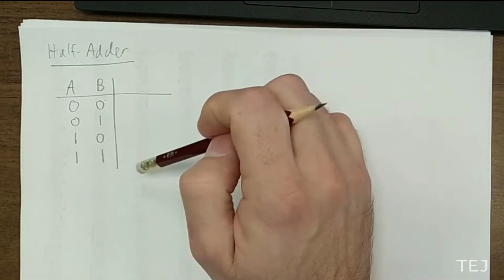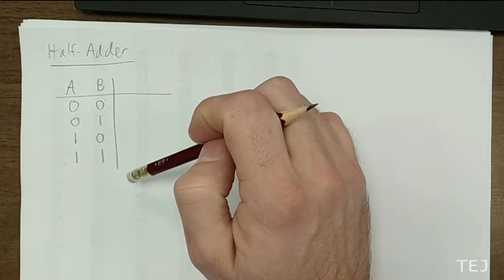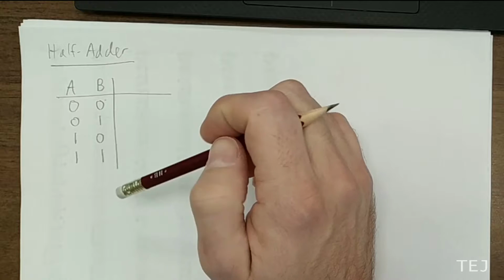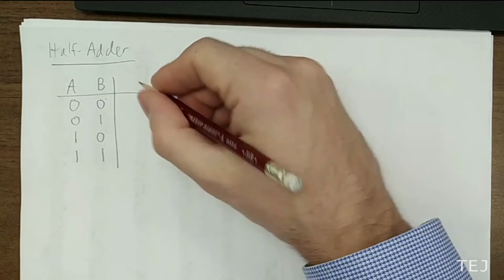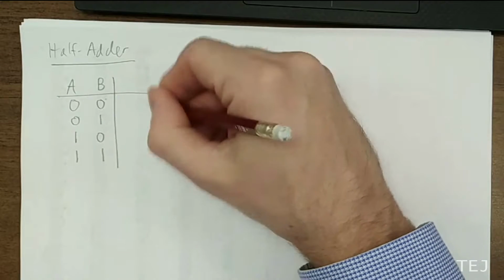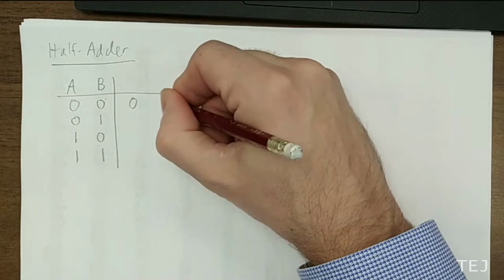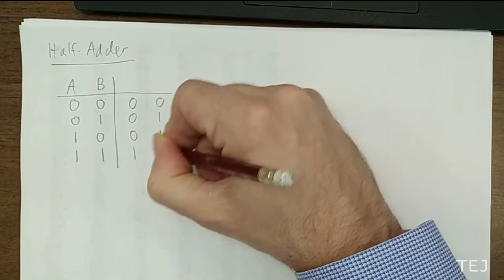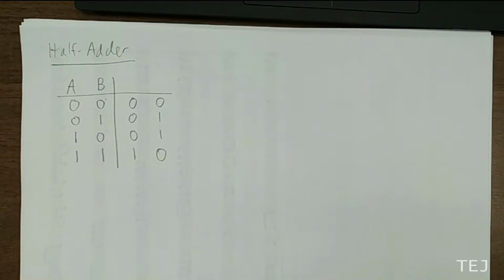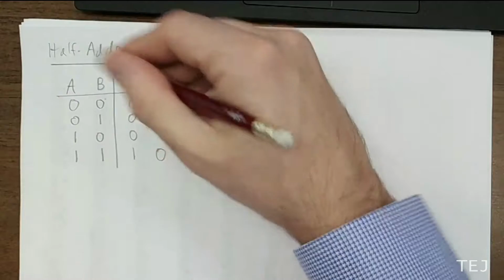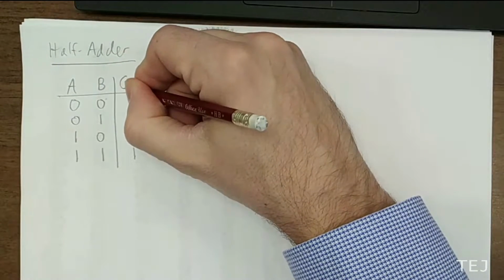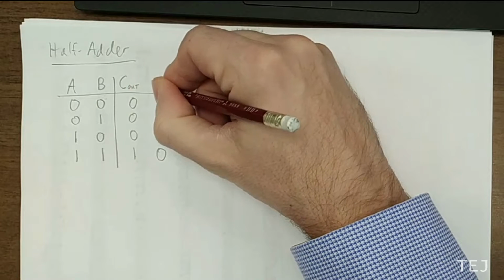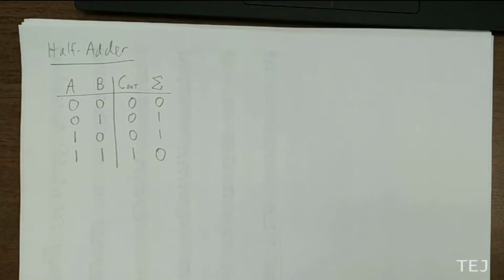But we want 1, 1 to give us, what's 1 plus 1 in binary? And it's represented as 1, 0, right? So it's going to be a 2-digit thing, and it's going to be like this. Here's the output. So we want to come up with a circuit that does that. This is going to be the carry, and this is going to be the single-digit sum. And I'm going to represent that by sigma.